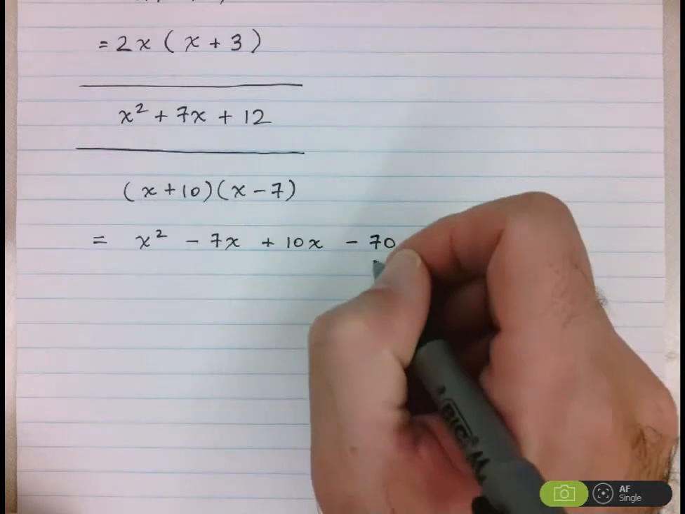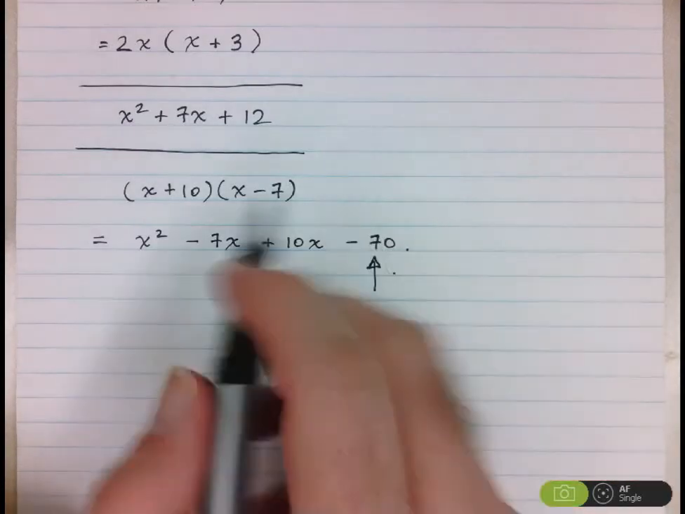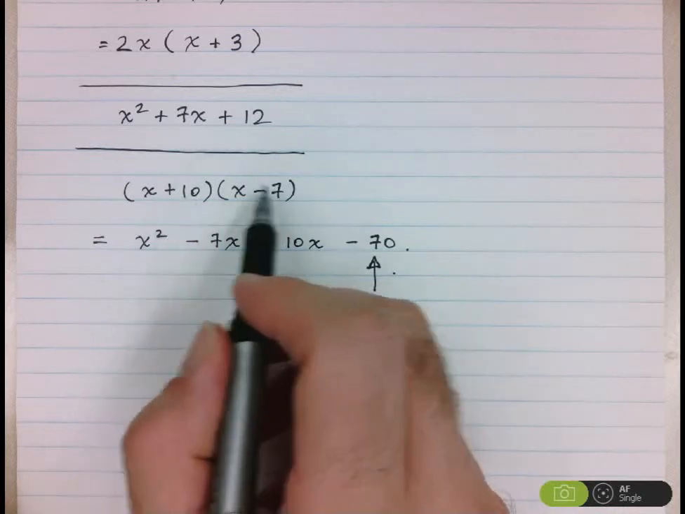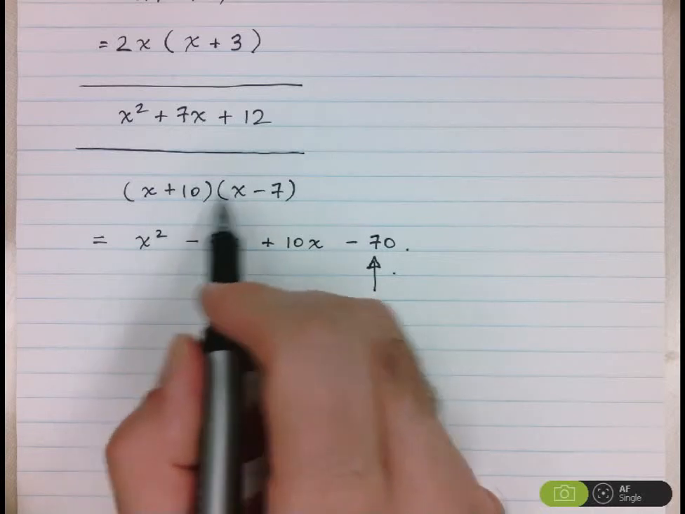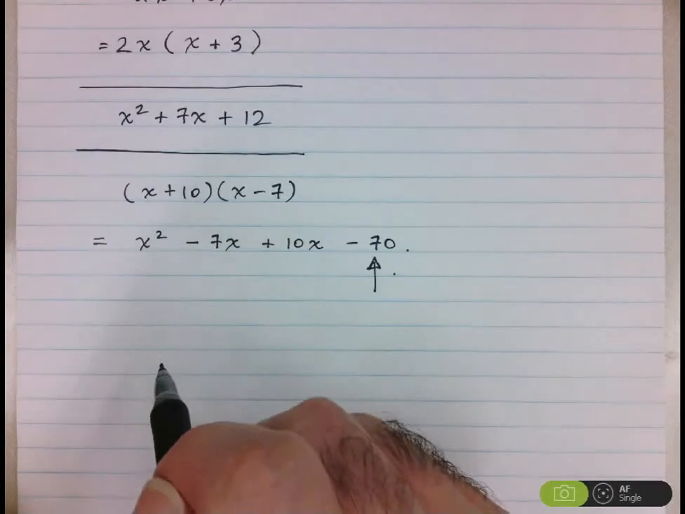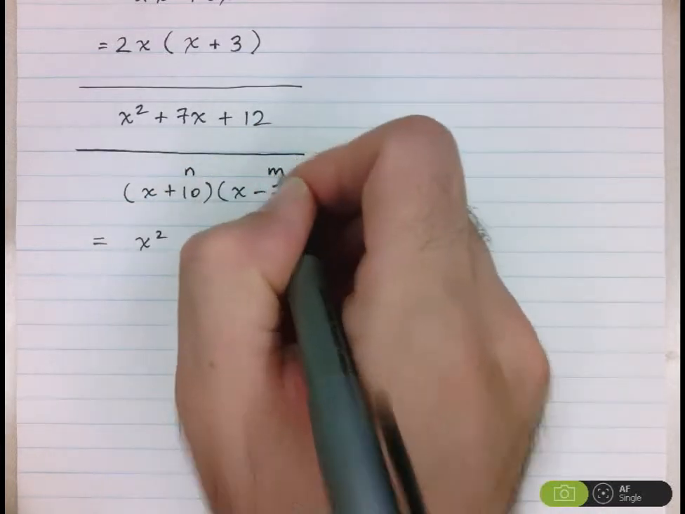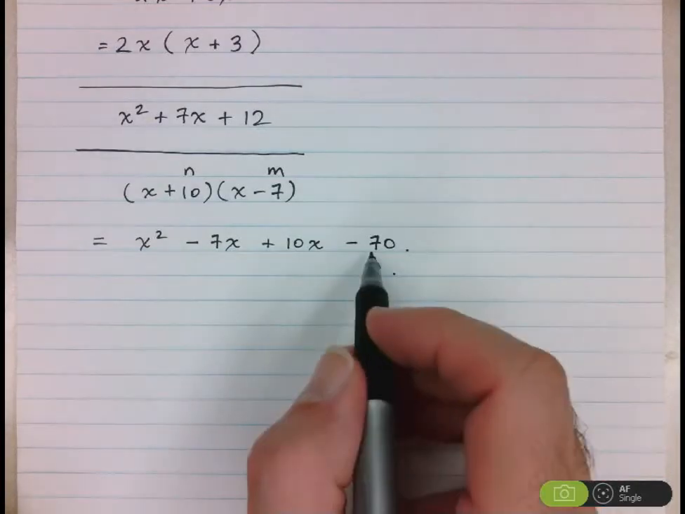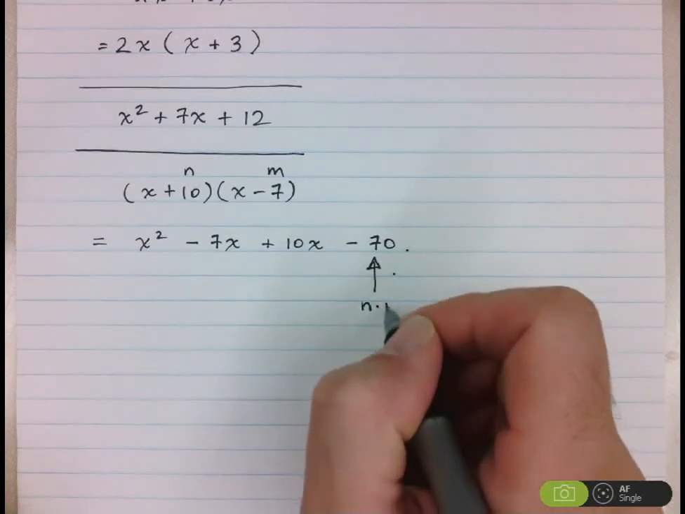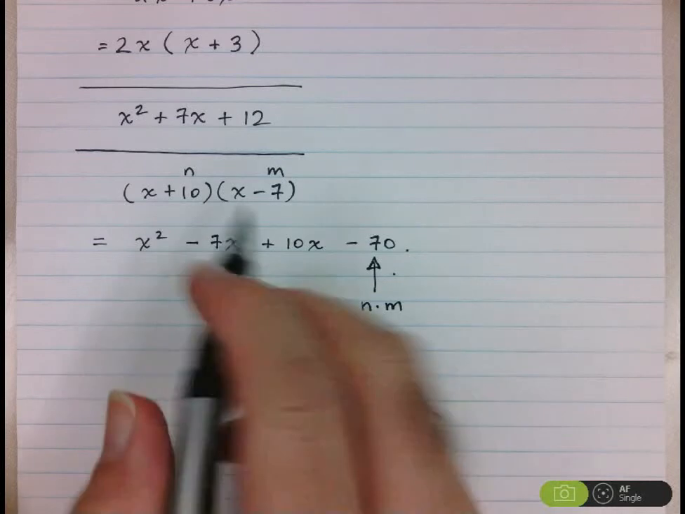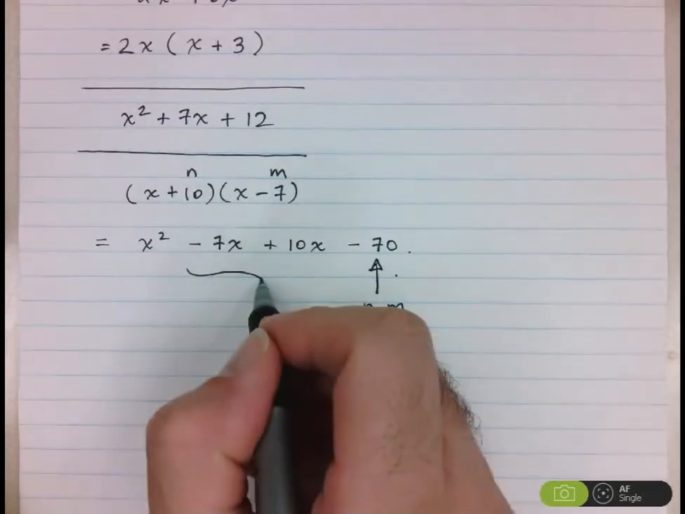The first thing I'm going to look at is this number negative 70. How did we get that negative 70? We got it by multiplying the two last terms in our binomials. And I want to focus in on these two last terms, so I'm going to give them a name. I'll call this one n, and we'll call this one m. So this last term is just gotten by multiplying n times m, because 10 times negative 7 gives me negative 70.